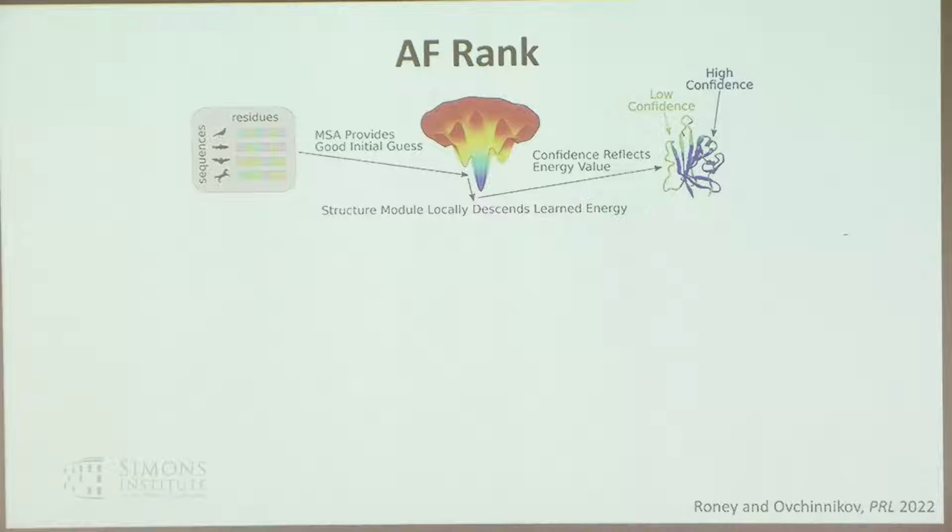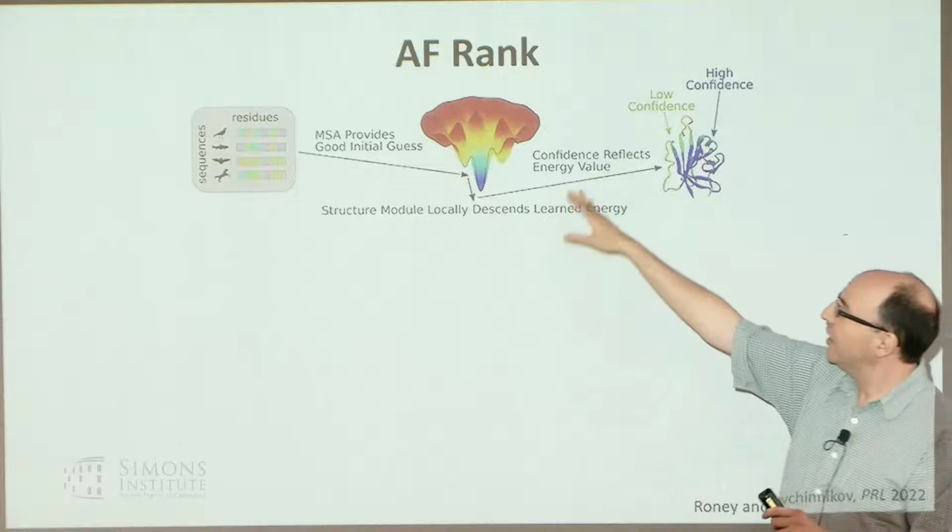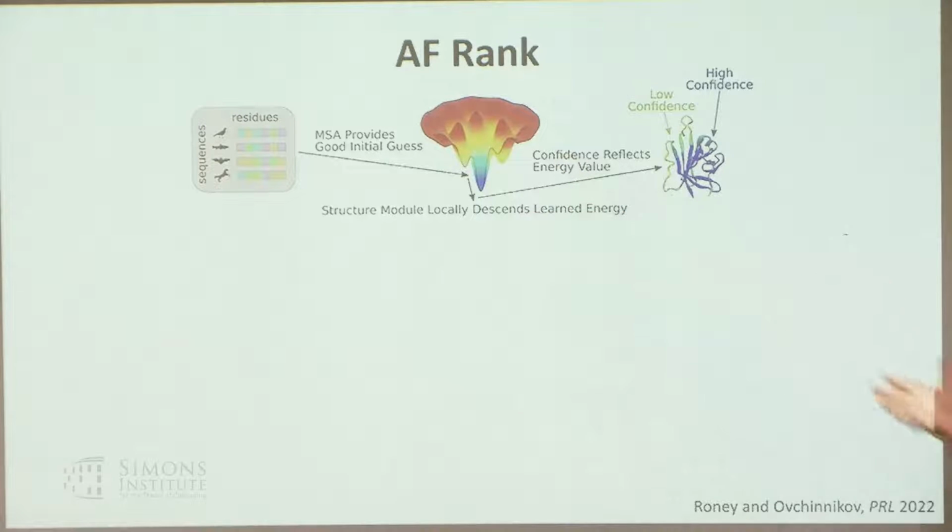So just a bit of a side vignette. There's this really beautiful work by Sergei Ovchennikov's lab that got at this question of, does the model learn any kind of implicit physics, or is it actually just coevolution, like what we've been saying so far? In particular, the hypothesis here is that maybe what the MSA does is essentially give you a good guess of where you need to be in the energy landscape, right? So it kind of sculpts your landscape.